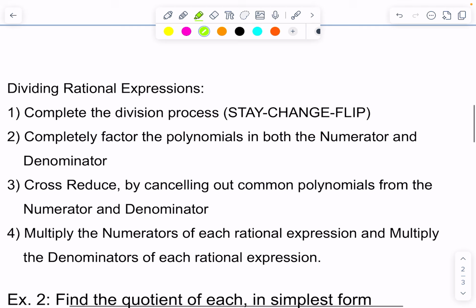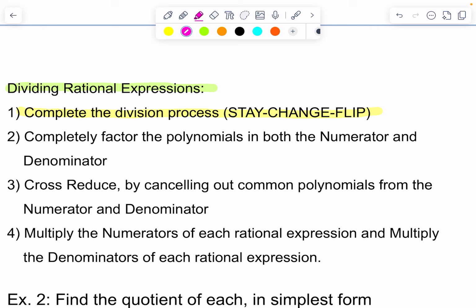Now, we're going to learn how to divide rational expressions. When we're dividing rational expressions, remember the good old complete the division process called stay, change, flip. Remember, the first rational expression will stay, we're going to change the sign from division to multiplication, and the second rational expression is going to flip.